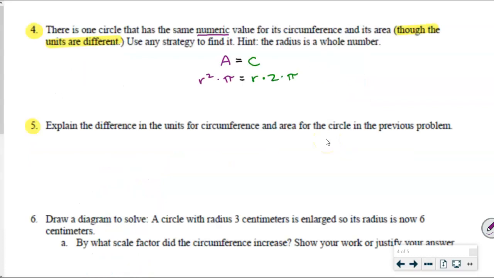I want to return to 4 and 5 from our last lesson. We talked about this at the end. There's one circle that has the same numeric value for its circumference and area. So they're saying that the area is equal to the circumference. And we wrote down those formulas, so now we need to figure out what to do with that. What would we do, Grant?